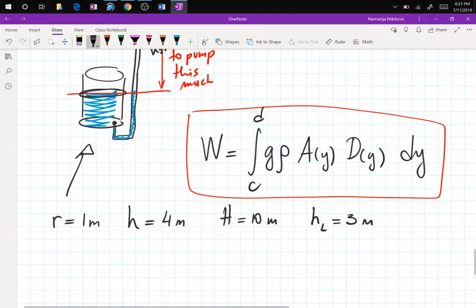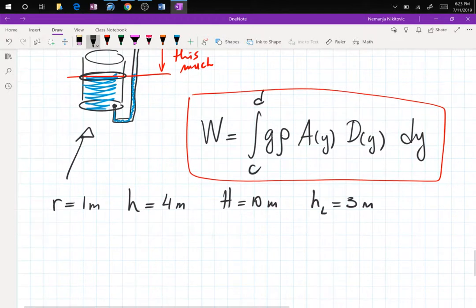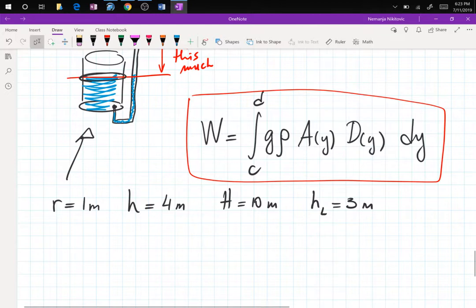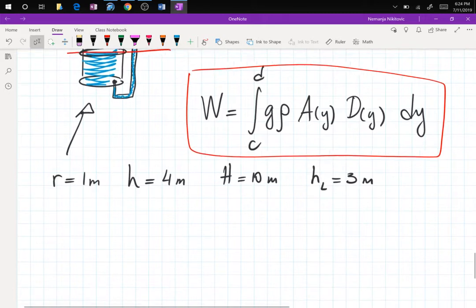We don't care about the 4 meter height at all, because it's not utilized in any way, right? We only care about the height of the liquid and the height to which we need to bring that liquid. That's all we care about. Now, the 4 meter height is needed for specifications because you need to know that you can stuff the liquid up to 4 meters, but in this case, it's at 3 meters high.